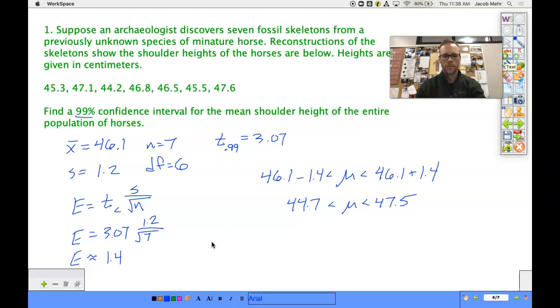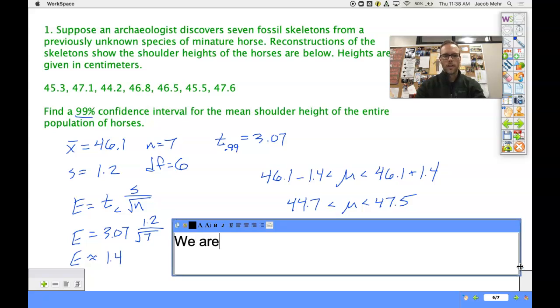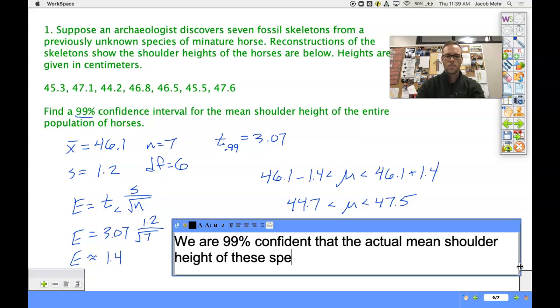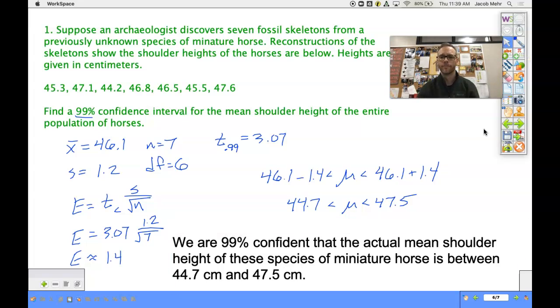I'll type this out instead of writing. We can say we are 99% confident that the actual mean shoulder height of this species of miniature horse is between 44.7, these are centimeters, and 47.5 centimeters. And that's a pretty cool thing to be able to say. All right, let's look at one more.